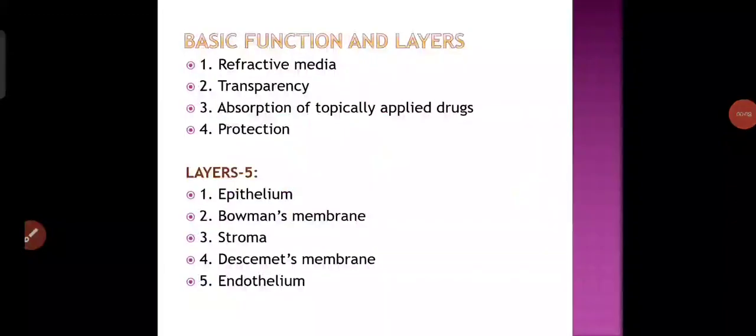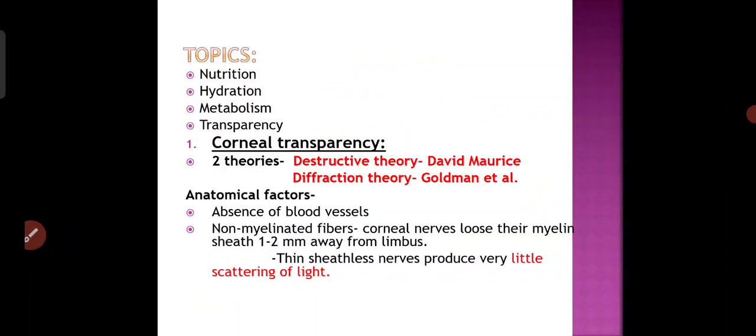Discussing the physiology of the cornea. The basic functions include the refractive media, transparency, absorption of topically applied drugs, and protection. There are 5 different layers of the cornea, as we know. Here we'll be discussing the nutrition, hydration, metabolism, and transparency of the cornea.